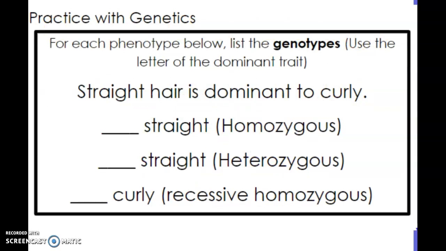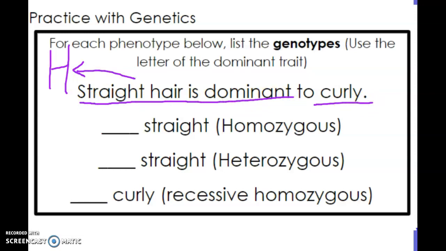All right, let's practice with a little bit more. All right, so this is kind of backwards from what we did before. We are going to use the letter of the dominant trait to show that straight hair is dominant to curly hair. And I like to use something other than an S when we start to do these because S is a little hard to tell the difference between a capital and a lowercase. So we're going to use H for hair. All right, so straight hair is dominant. So anytime that we see straight hair, we're going to have a big H.